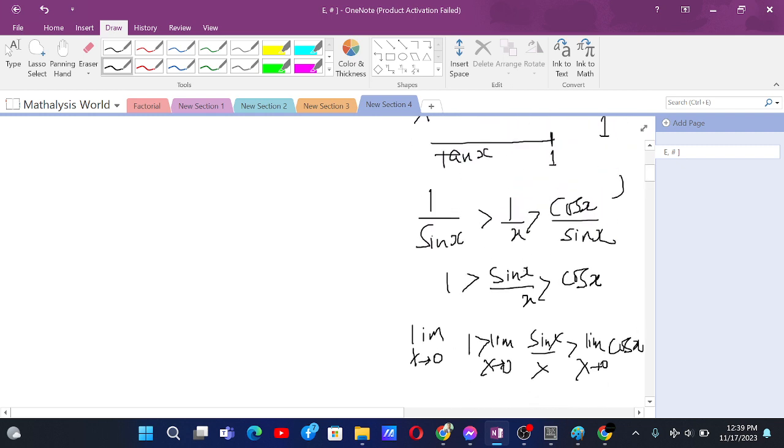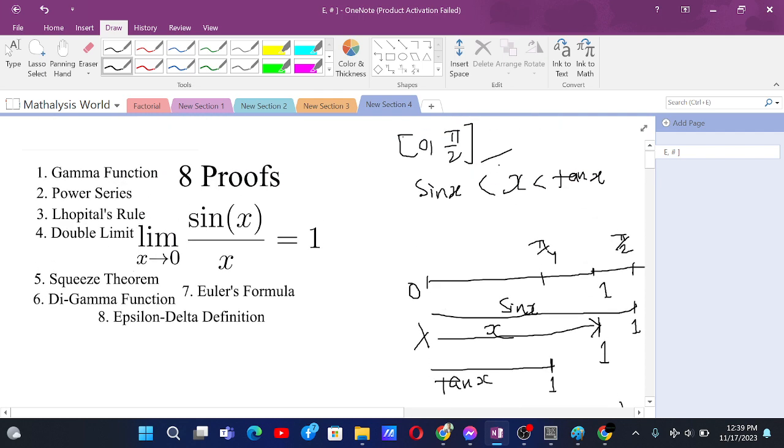But through this, we only prove it for this interval, though it holds true for all values too. But we only need this interval because our x is going towards 0, and x going towards 0 is definitely contained in this interval, so that works. Now let's go to the next proof.